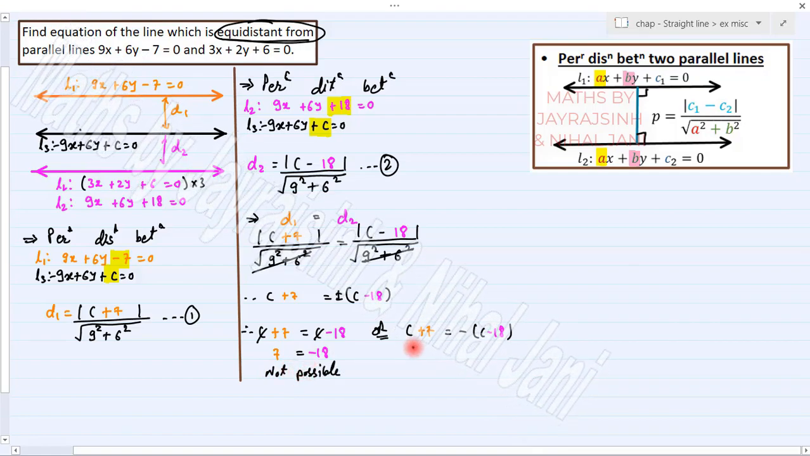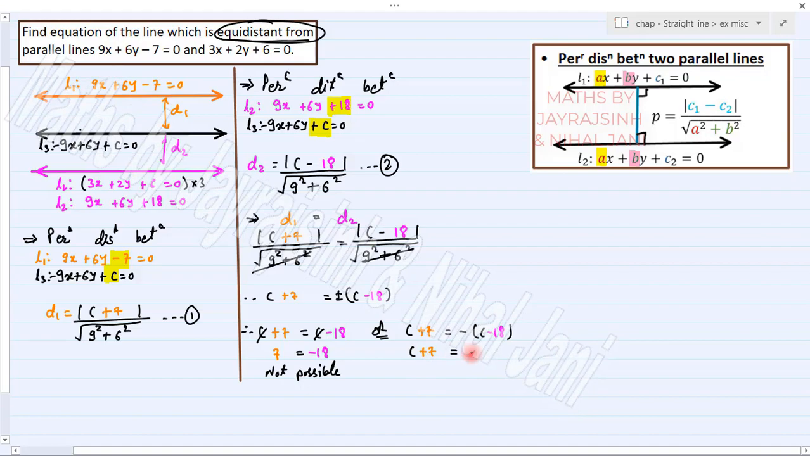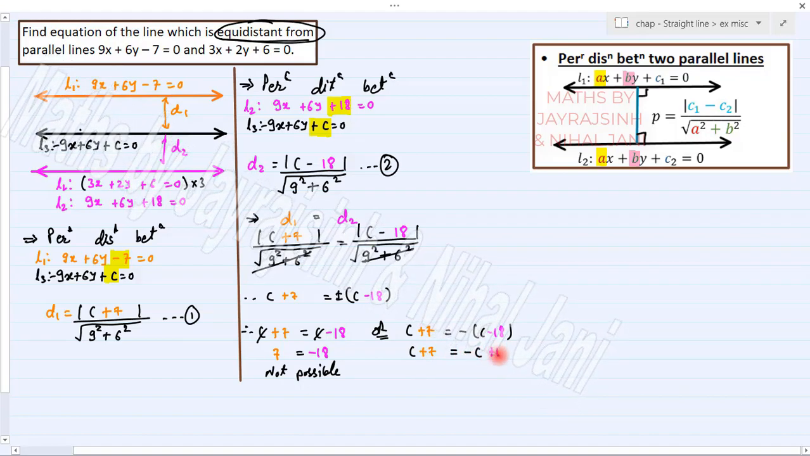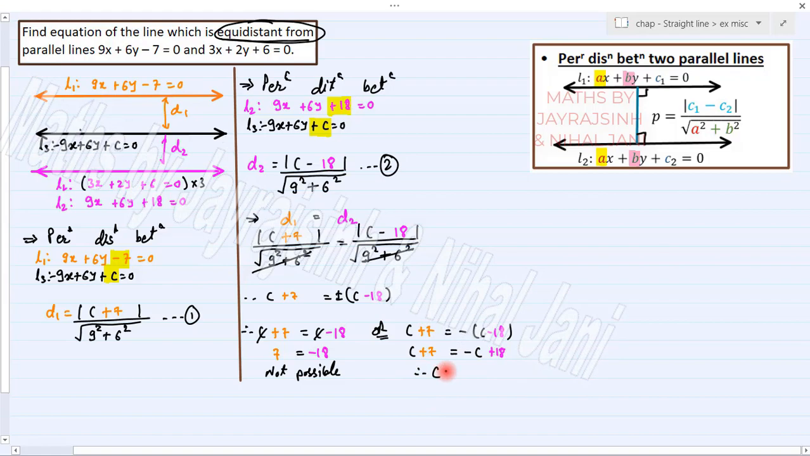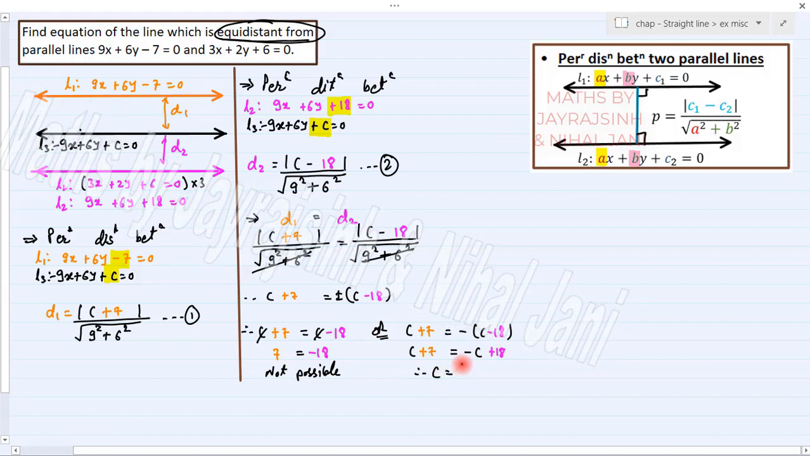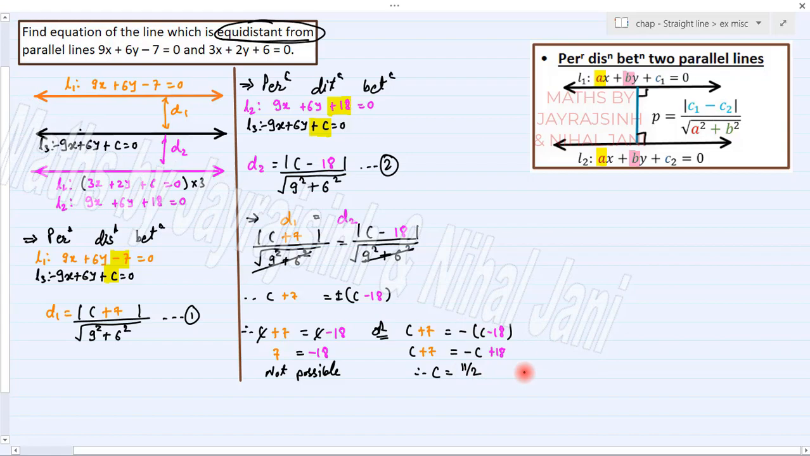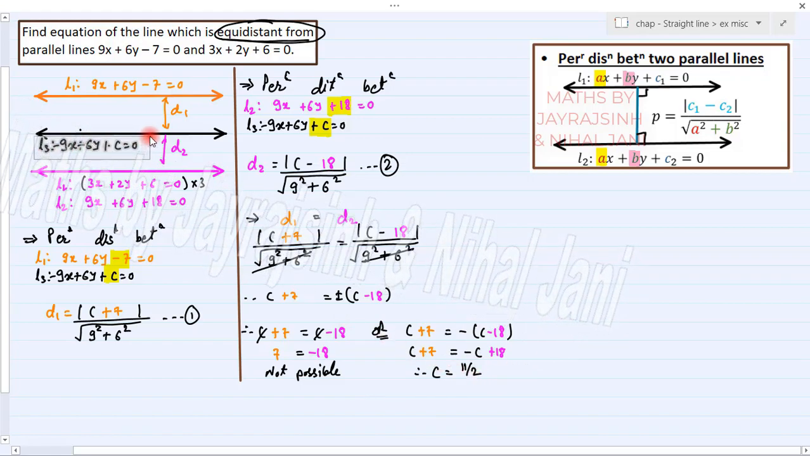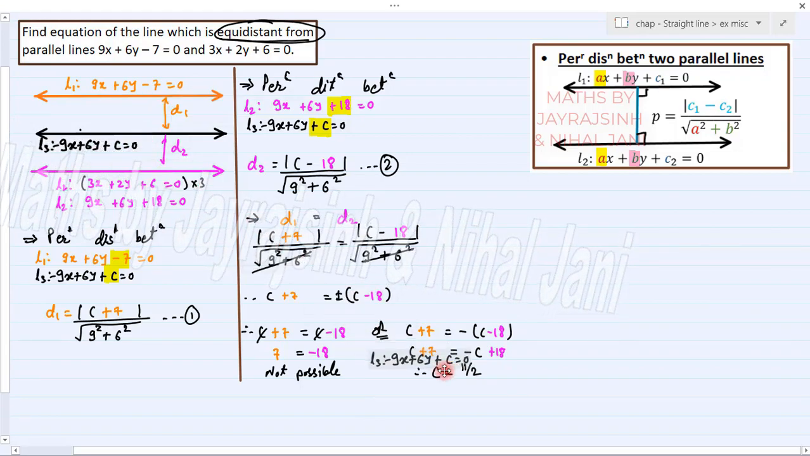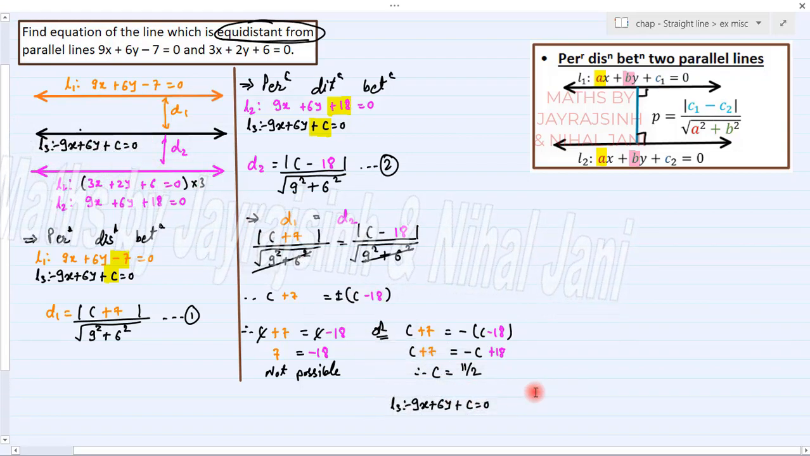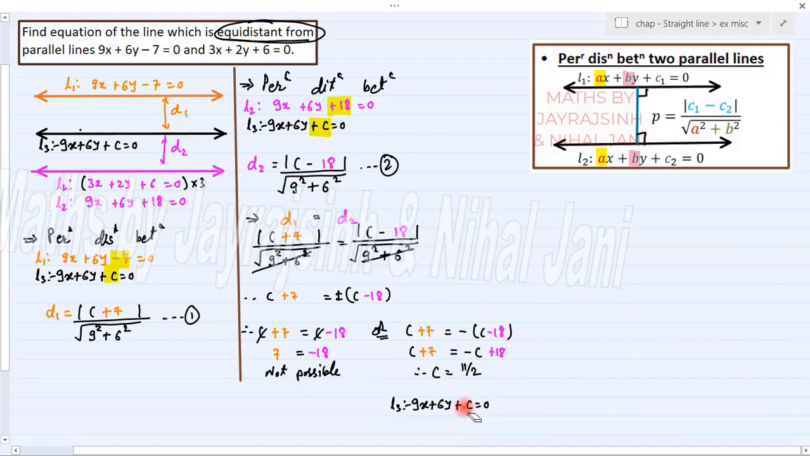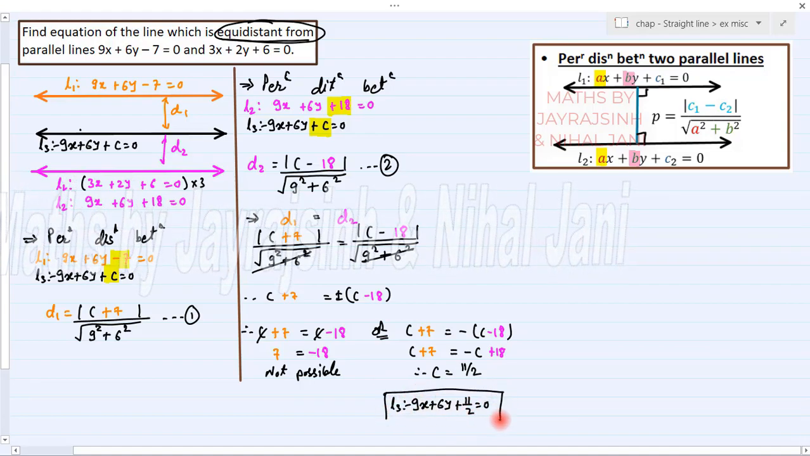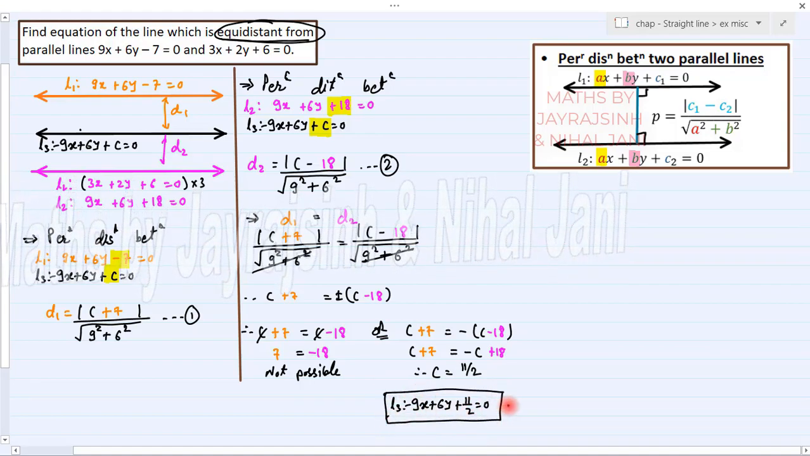And in second case, you will get c plus 7 is equal to minus c plus 18, which will give us 2c is equal to 11, or we can say your c will be 11 by 2. So we can say your required equation of line L3, which we assume as 9x plus 6y plus c equal to 0, is actually 9x plus 6y plus 11 by 2 equal to 0 as your acceptable answer. Ta-da!